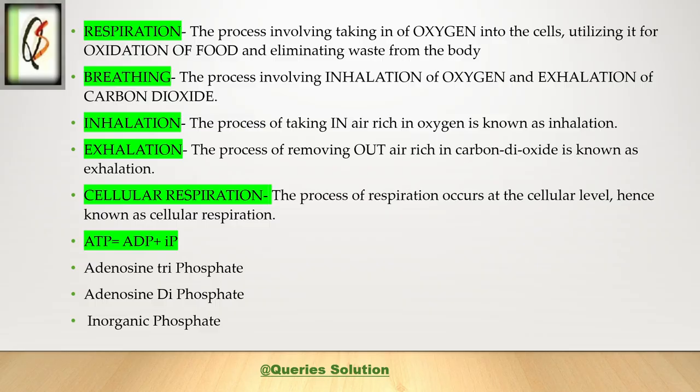So how do we define respiration? Respiration is the process that involves taking in of the oxygen into the cells, utilizing it for the oxidation of the food, and then eliminating the waste from the body. This is how you define the process of respiration. So in the digestion process, what have we seen? We have taken in the food, we have digested that complex food into simple food. But digestion still does not mean that once the food is digested or absorbed by the blood, you will get energy. No, that's wrong. Your food has just been digested by now.